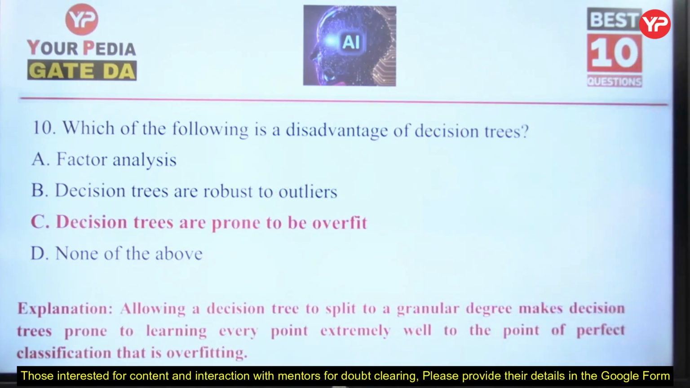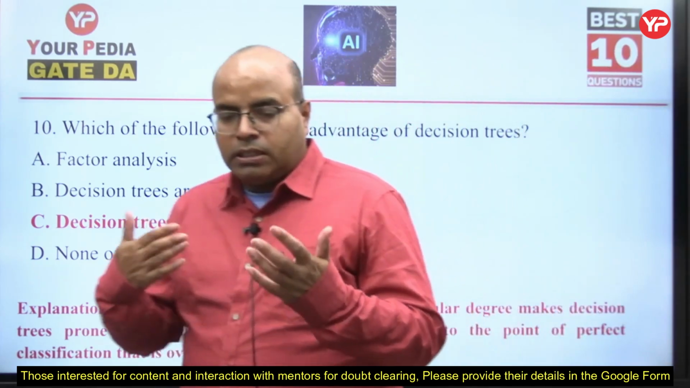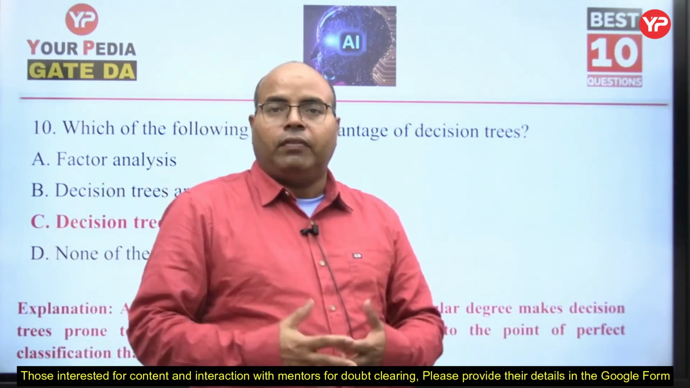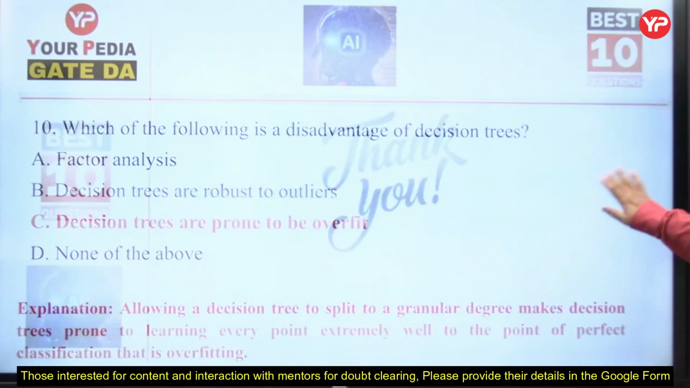Allowing a decision tree to split to a granular degree makes the decision tree prone to learning every point extremely well, to the point of perfect classification. That's overfitting. Decision trees try to ask questions and fit perfectly, and there they get into the problem.